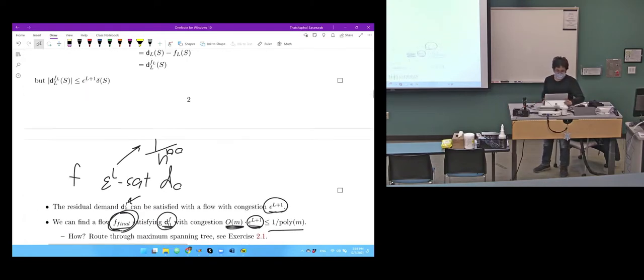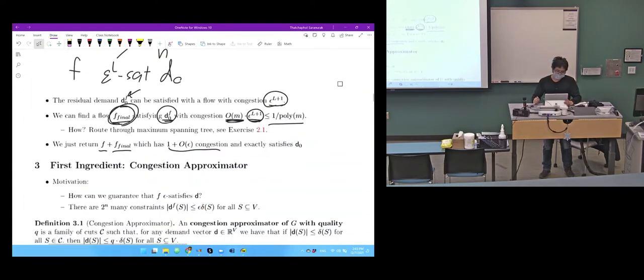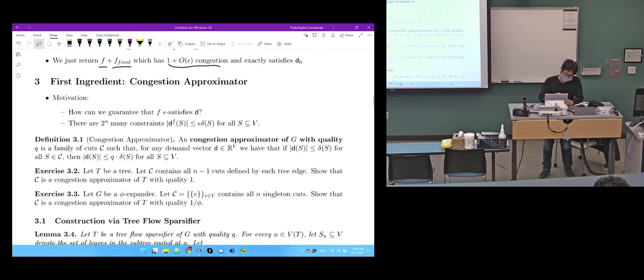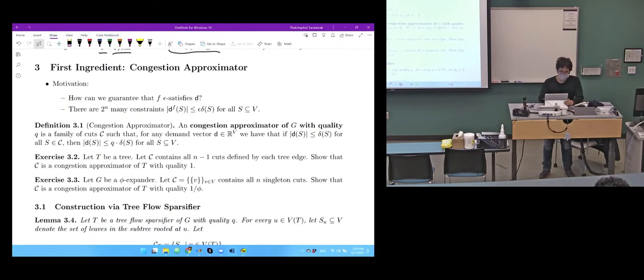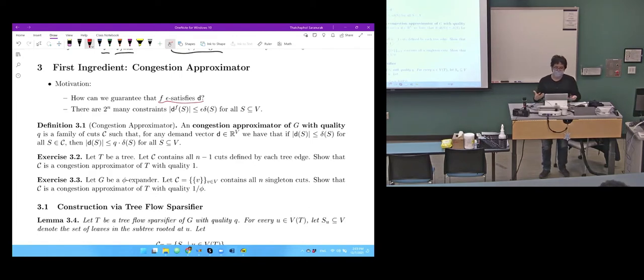So now we have our new goal, right? Either find a violating cut or almost route the demand. Now there is something that looks bad for this goal actually. This is because how can we even guarantee that epsilon certify demand? Because this is about exponentially many constraints. So it doesn't look so good.